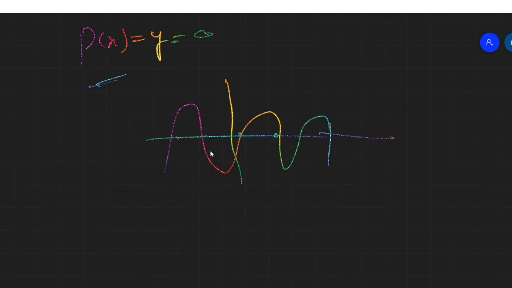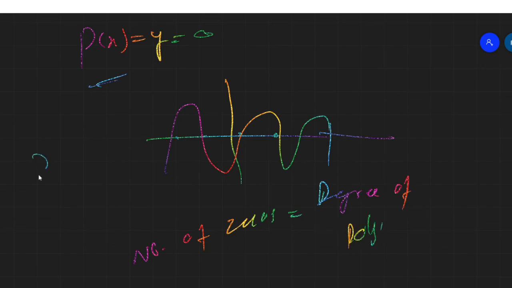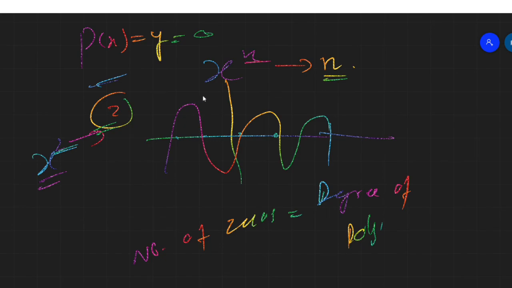And remember, the number of zeros is equal to the degree of the polynomial. For example, if the degree is 2, then how many zeros do we have? 2. Whether they are real zeros or sometimes complex numbers, the number of zeros is always equal to the degree. If x raised to power n is the degree, the number of zeros will be n. Whatever the degree will be, the number of zeros will be that very value.